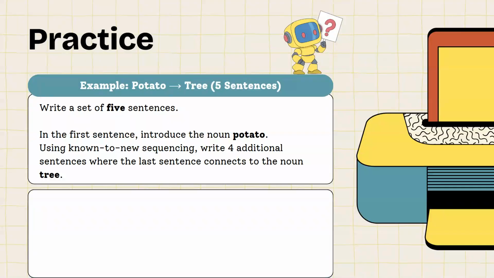Now, let's see if you can practice this. I want you to pause the video in just a second, and I want you to try and string 5 sentences together where the first sentence introduces the noun potato, and the last sentence introduces the noun tree. So potato will be in the first sentence. It will be what is known at first. Your second sentence will use what is known to present something new, but you won't get to the tree until your fifth sentence. So pause the video, try it out, and see what you can come up with.